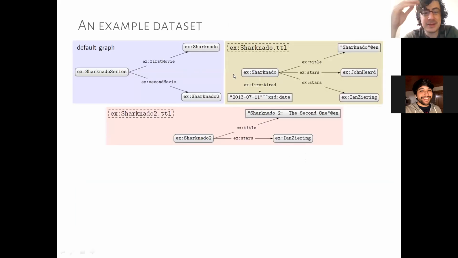So an example data set would be this, where we split the data rather than having one big graph. We split the data into a default graph, which in this case is used, for example, for listing all of the movies of the Sharknado series. Then we have a graph for Sharknado called Sharknado TTL, okay, Sharknado Turtle. Maybe it's a document that we uploaded, which just describes the Sharknado movie. And then we have a second named graph, which just describes the Sharknado 2 movie. So essentially here we have two named graphs and a default graph. Right.